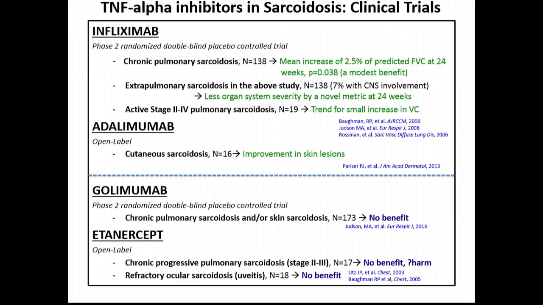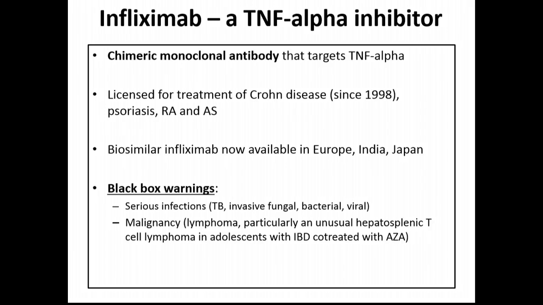Other TNF inhibitors have been tried, adalimumab, golimumab, etanercept, and some of them may even harm, but there's really no benefit. Each of these are different antibodies, so they're not identical. There's something about infliximab that seems to work really well for sarcoidosis, especially of the central nervous system and also of the skin and lungs.